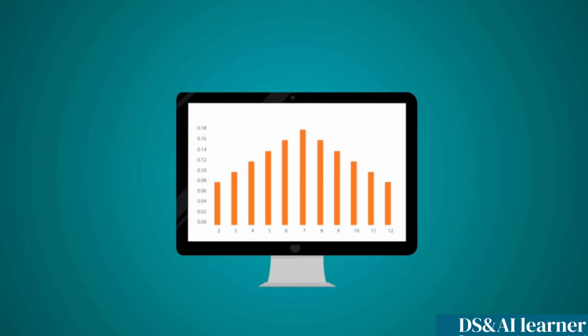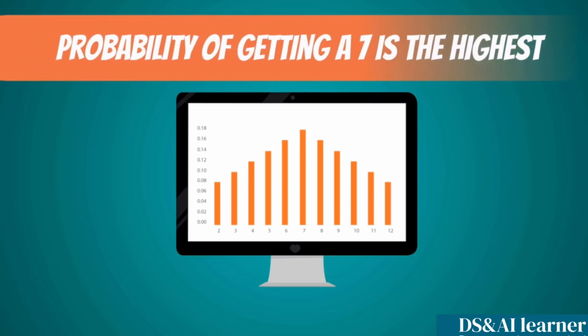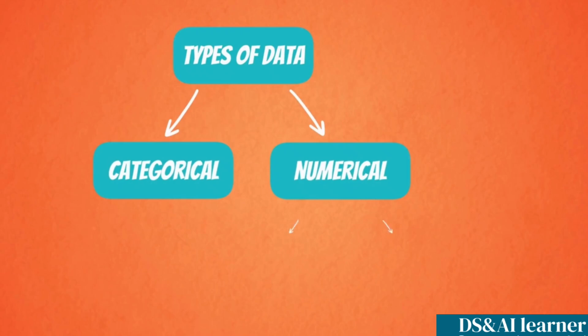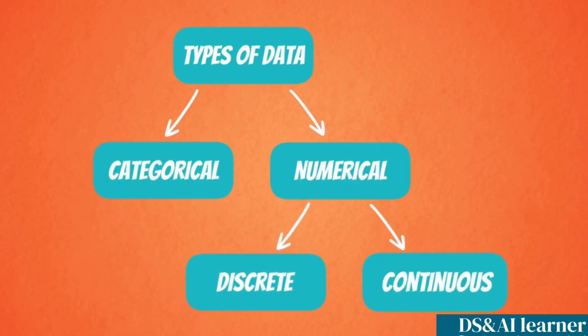Looking at it, we can easily understand that when rolling 2 dice, the probability of getting a 7 is the highest. Moreover, we can also compare different outcomes, such as the probability of getting a 10 and the probability of getting a 5. It's evident that it's less likely that we'll get a 10. Great! The examples that we saw here were of discrete variables. Next, we will focus on continuous distribution.